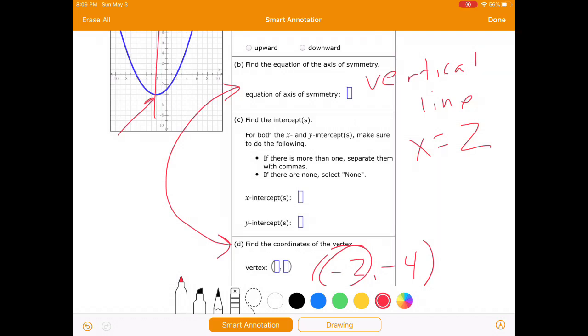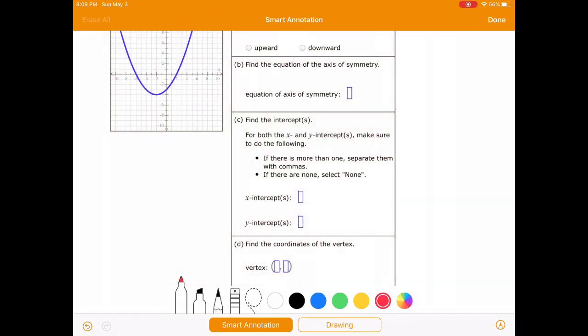X and Y intercepts, we've talked about these plenty of times. The x-intercept is where it crosses the x-axis. So obviously here is our x-axis, and when we look at this, where does it cross the x-axis? At -6 and at +2. And it says separate them with commas if there's more than one. The y-intercept is where it crosses the y-axis, and this occurs at -3.